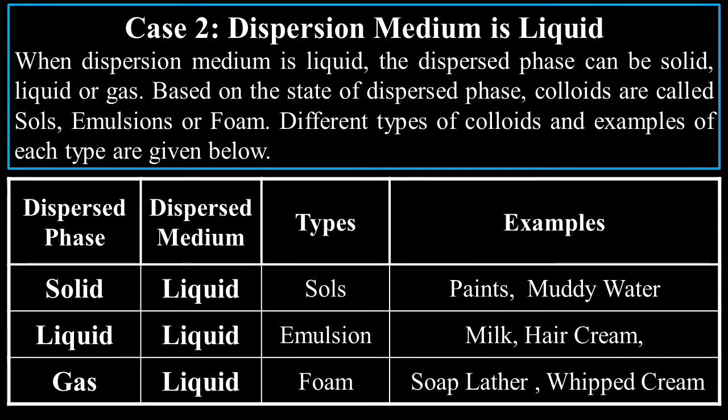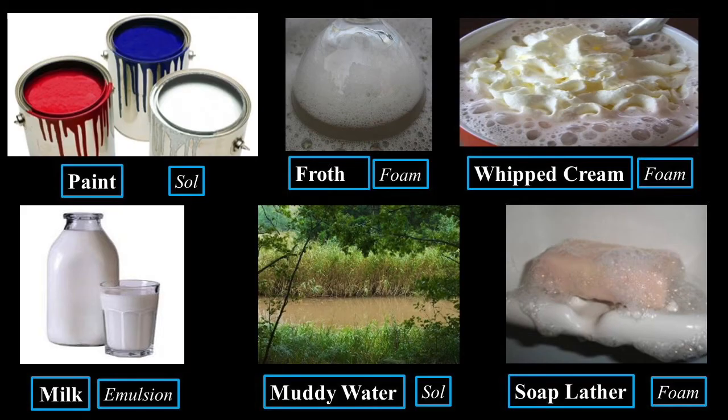Let me just say something about muddy water. Muddy water could be a suspension, or it could be a colloid, depending upon the size of the material that's making the muddy water. For instance, some muddy water simply doesn't settle, it stays muddy, because the particles are light enough to maintain the integrity of the colloid. We have paint, which is a sol. We have froth, whipped cream, milk, again muddy water, and soap lather. These are case 2: solid in a liquid, liquid in a liquid, and gas in a liquid.